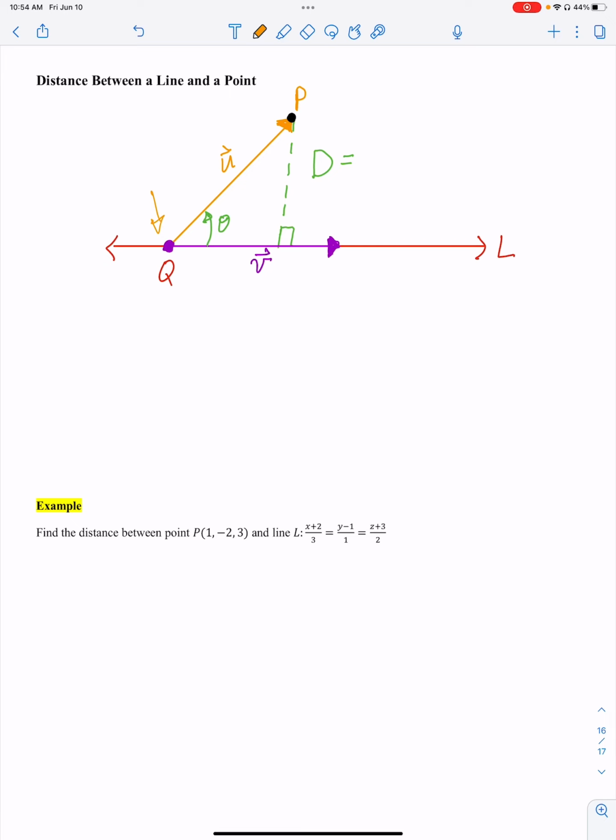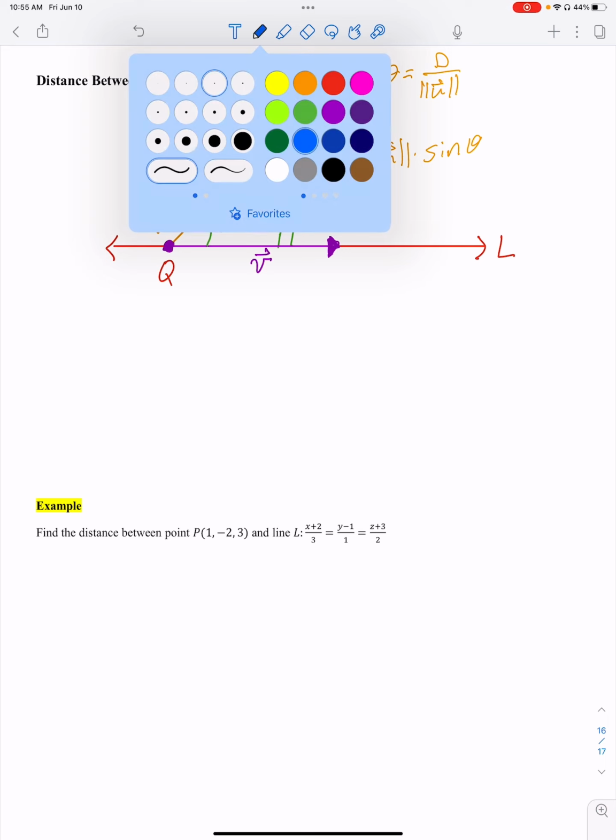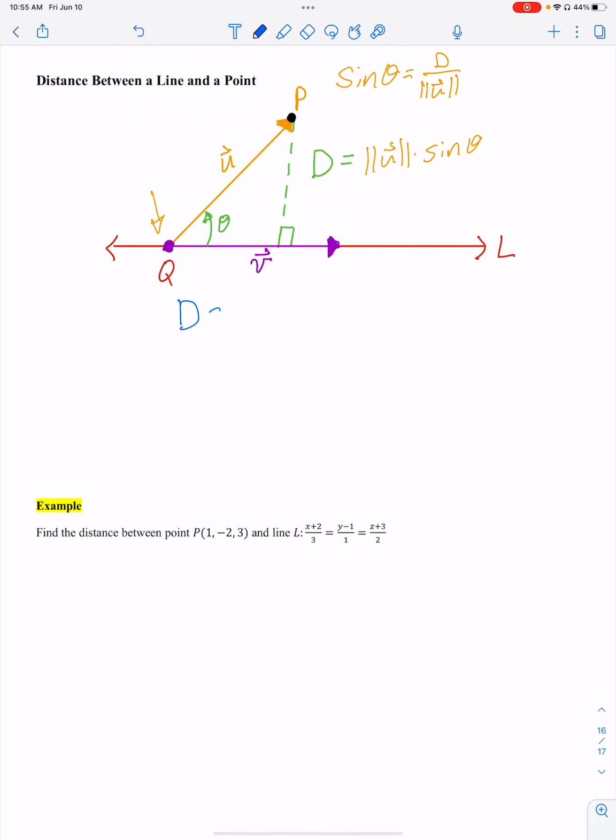If we're looking for capital D, that is a sine, right? So sine of theta is D over the magnitude of U, not U. Remember, use a vector. I can't use it as a number. So that means that D is equal to the magnitude of U times sine of theta. So as long as I have the angle between, I can find it. So let's write that down and start working on that, because maybe we can come up with a better formula where we don't have to have the angle.